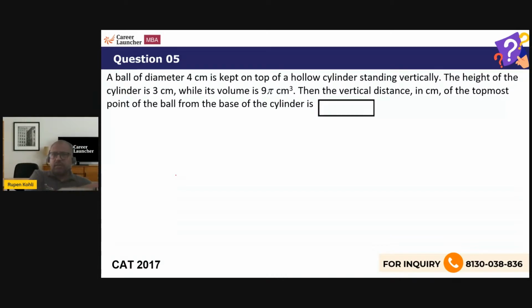So this ball is of diameter 4. The height of the cylinder is 3 while its volume is 9 pi. So we can find the radius of the cylinder to begin with, right? So pi r square h is the volume of a cylinder, and that is given as 9 pi. And h, the height, is also given as 3. So pi r square h is 3, and that is equal to 9 pi. Pi cancels, 3 cancels. So r square is basically coming as 3. The radius, therefore, of the hollow cylinder is root 3 centimeters.